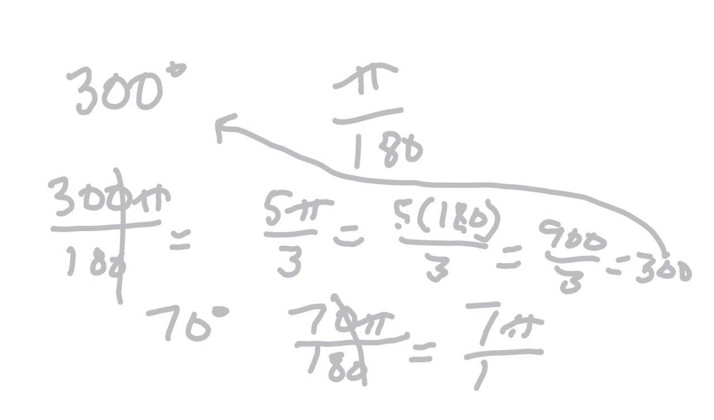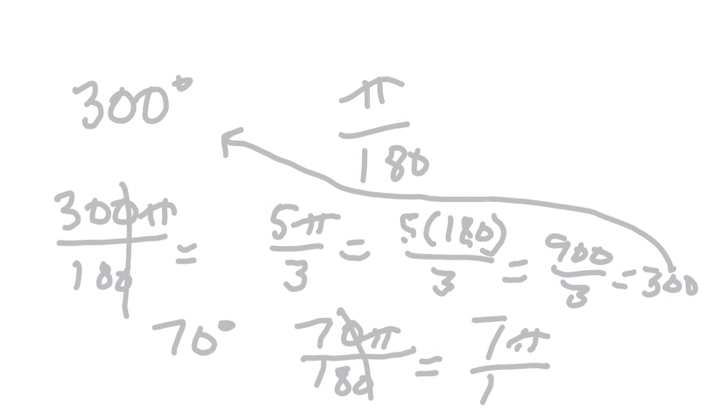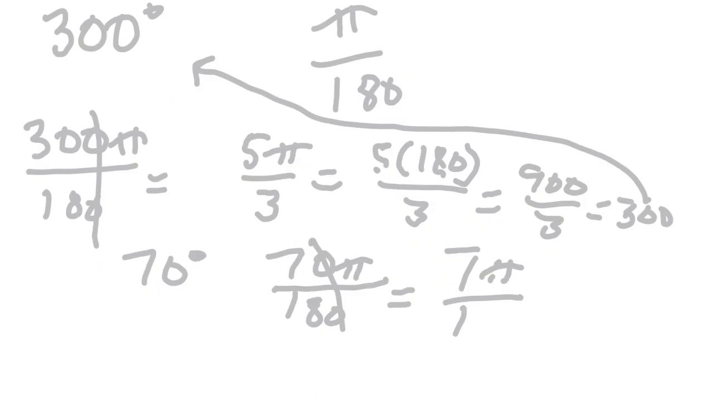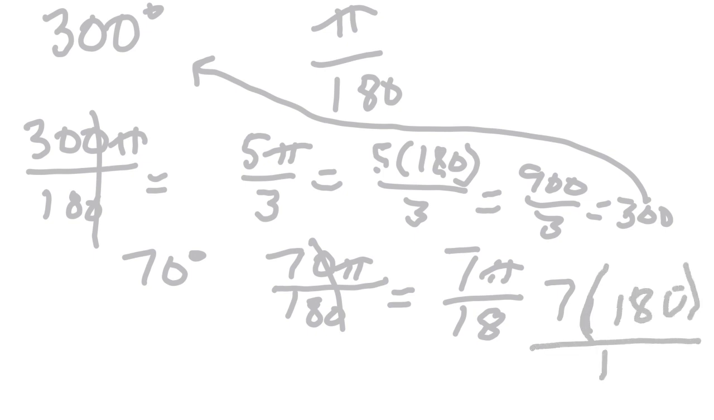It's going to be 7 pi over 18. And then if you want to go back and check, you could sub in 180 again. So if I were doing this one to check it, I'd say 7 times 180 over 18. And then 180 divided by 18 is 10. So it'll be 7 times 10, which is 70, which does match what we started with, the degree measure.